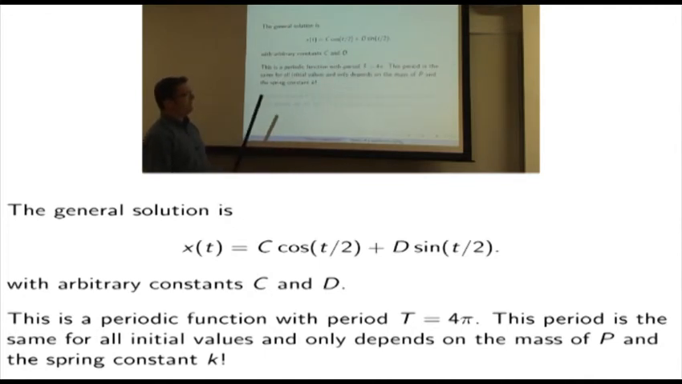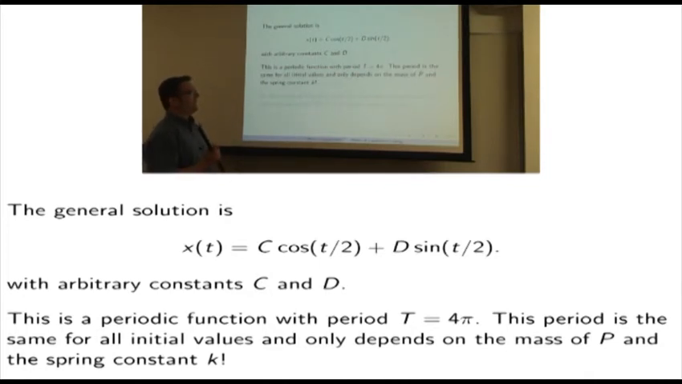What does this mean? Well, the particle starts to oscillate around the equilibrium position. And in fact, the period doesn't depend on c and d at all. It is the same for all initial conditions. The period of the oscillation only depends on the mass of the particle and on the spring constant, because this is really all we used to compute this general solution.